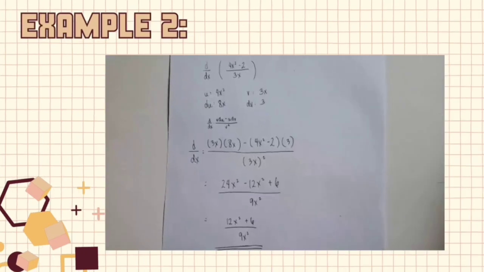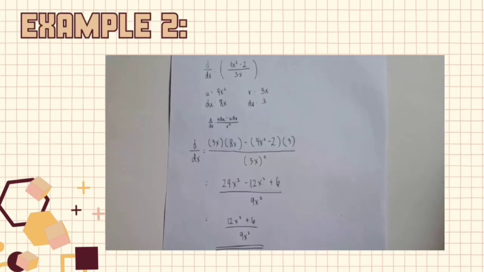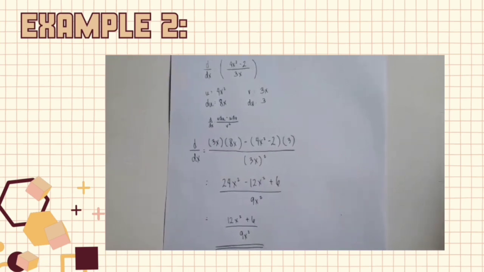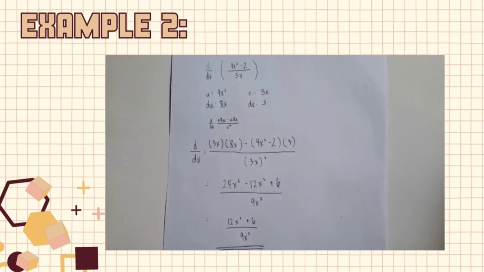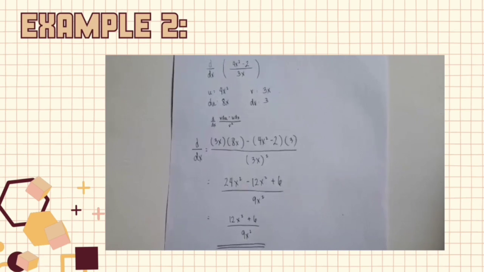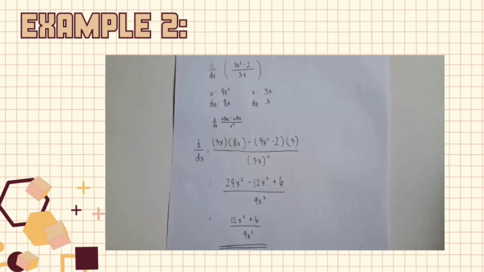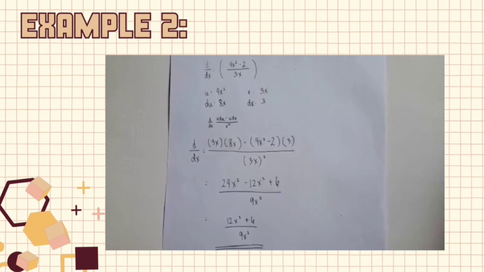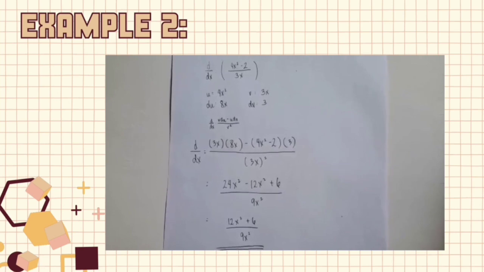To use the quotient rule to find the derivative of 4x squared minus 2 over 3x, first identify the two functions involved in the quotient. u equals 4x squared and v equals 3x. Next, find the derivatives of these functions. The derivative of u equals 8x and the derivative of v equals 3. Now, apply the quotient rule formula.